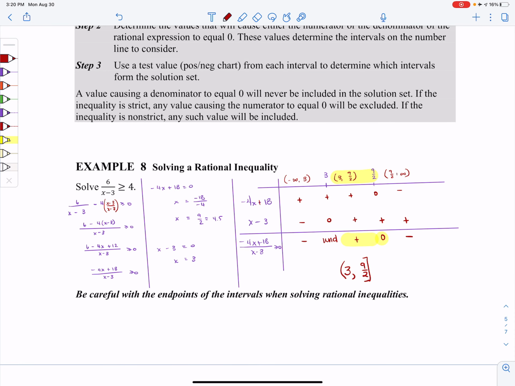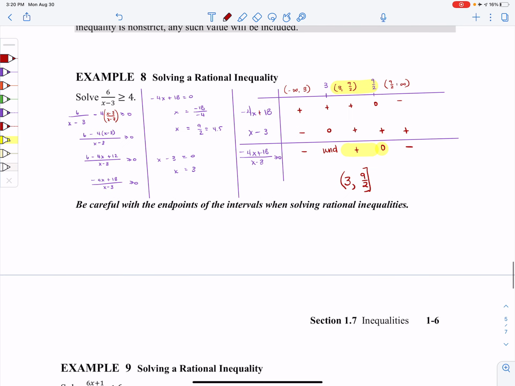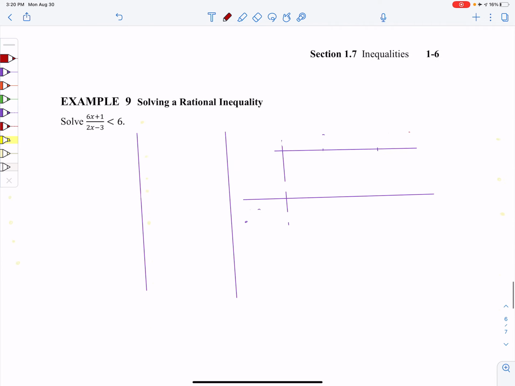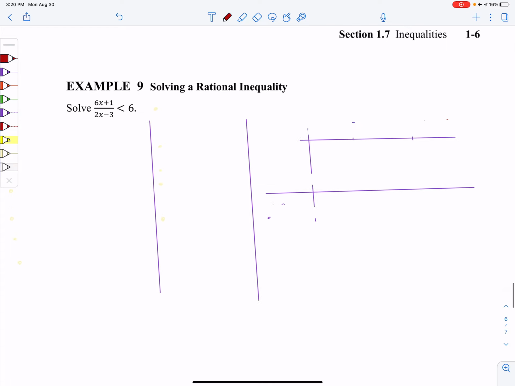A little warning here: be sure that you're careful with the endpoints. And we just talked through why we're doing what we're doing. Let's do one more of those. This one should go a little bit more quickly.